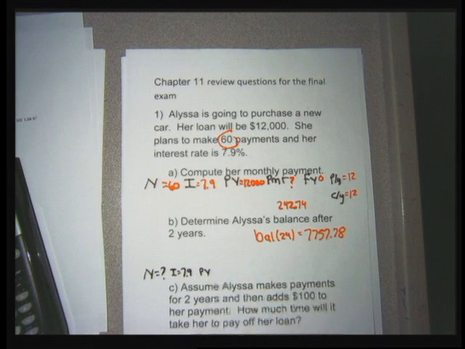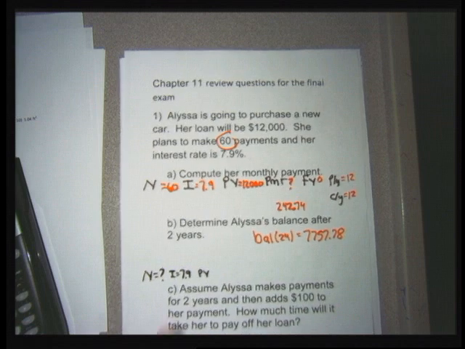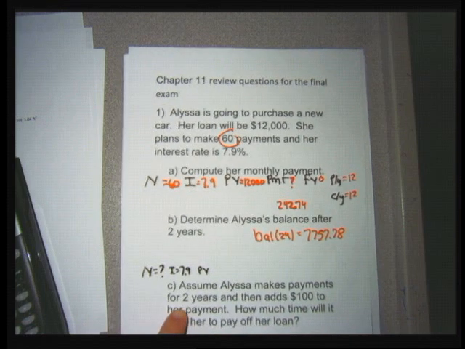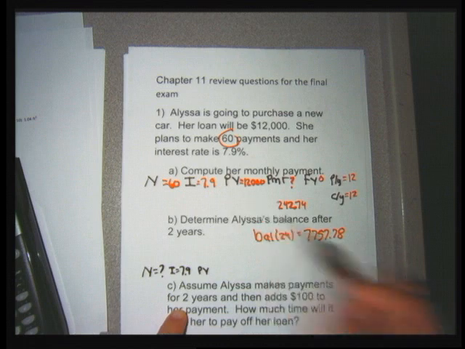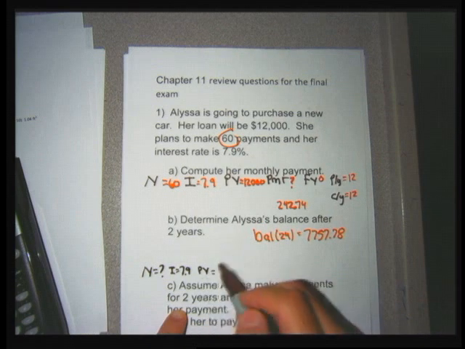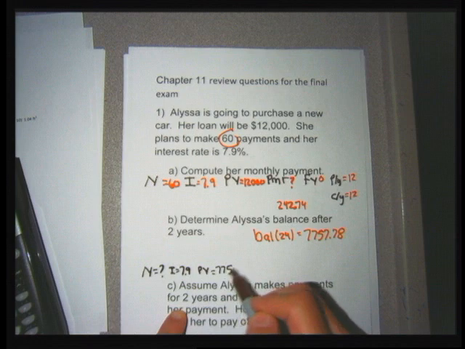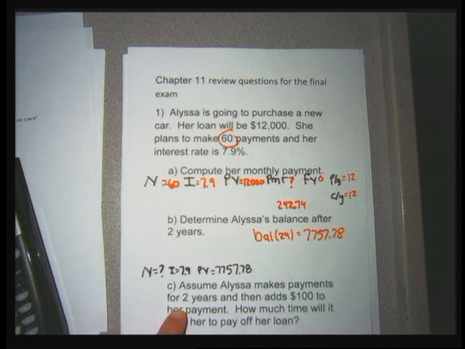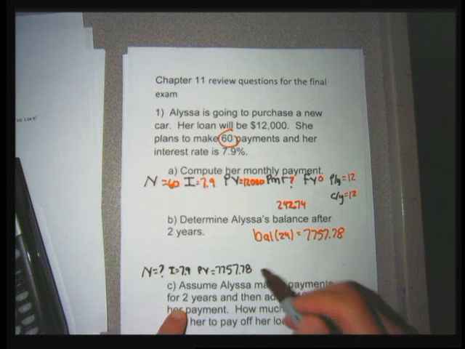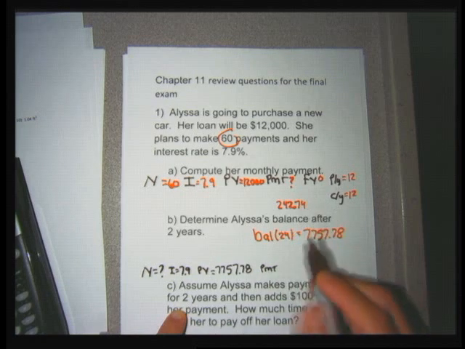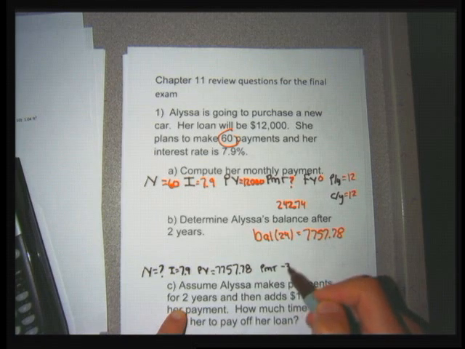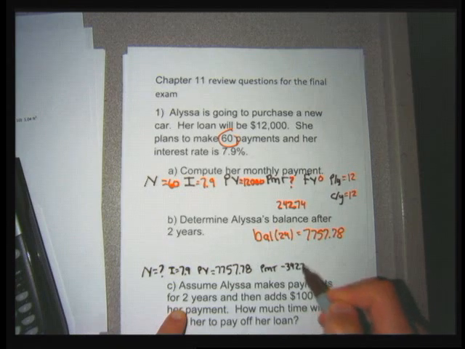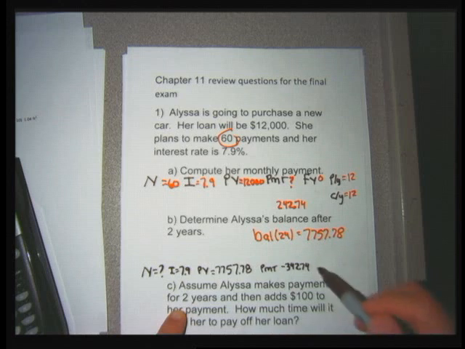The PV is what she owes when she starts making her bigger payment. She's made her payment for 2 years. After 2 years, her $12,000 loan amount went down to $7,757.78. So for her PV, I'm going to type the amount that she owes when she's making a bigger payment. Her payment is going to be bumped up from $242 by $100 to $342, and the payments generally have to have a negative number. So her payment's going to be negative $342.74 when I go to use my TVM solver.